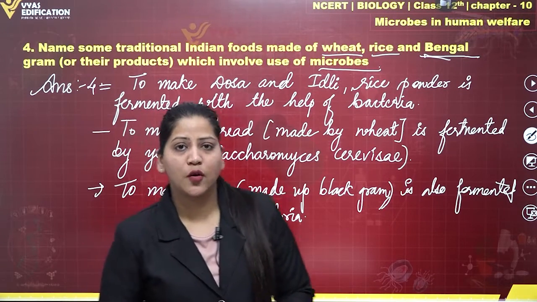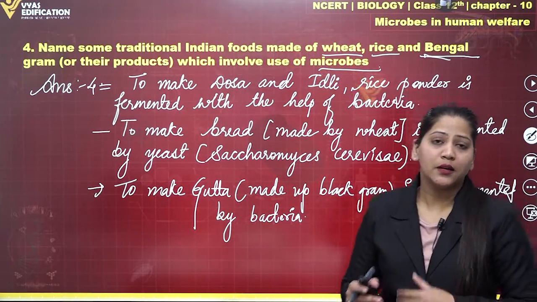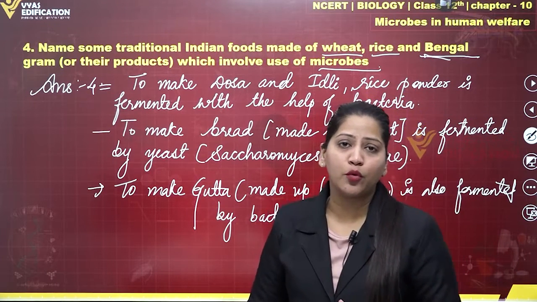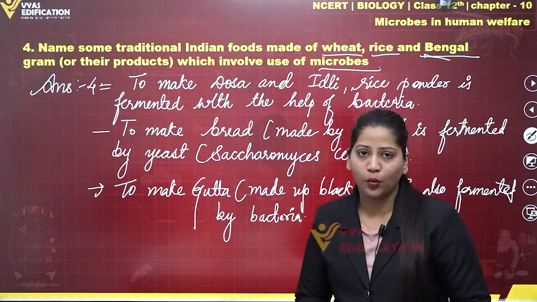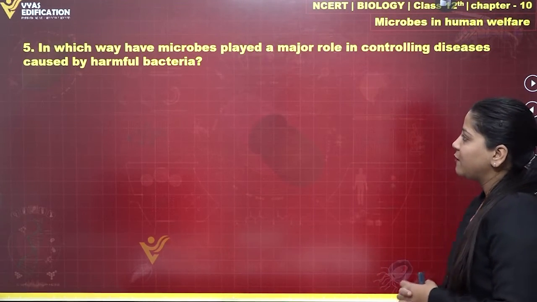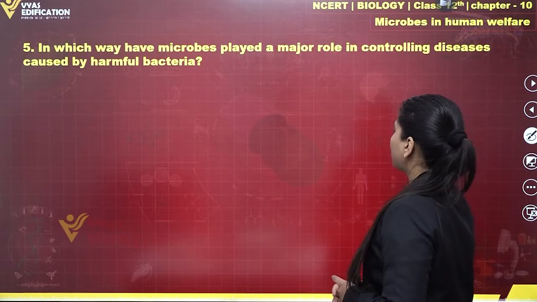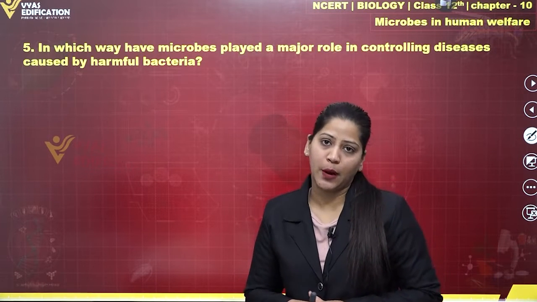Also, bacteria or microbes, any microbes are used to ferment the dishes like fishes and bamboo shoots, etc. So this is the complete solution of question number 4. Now let's discuss question number 5. In which way have microbes played a major role in controlling diseases caused by harmful bacteria? So first of all, what is antibiotic?